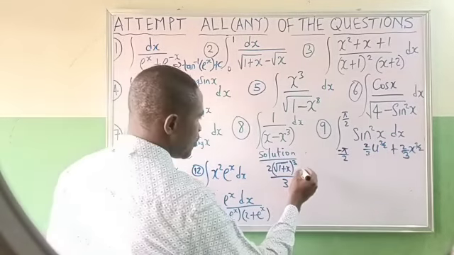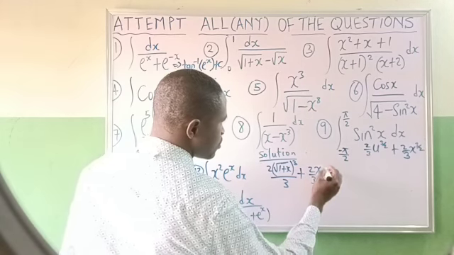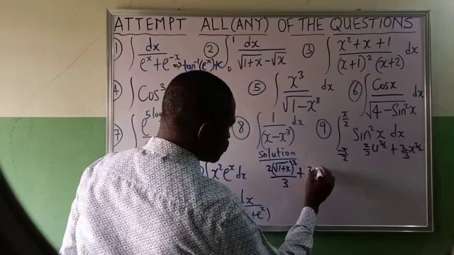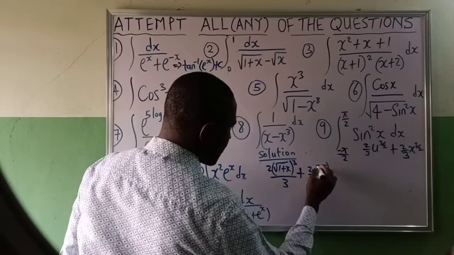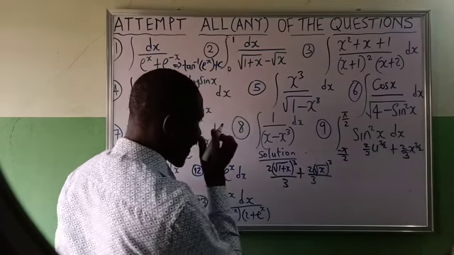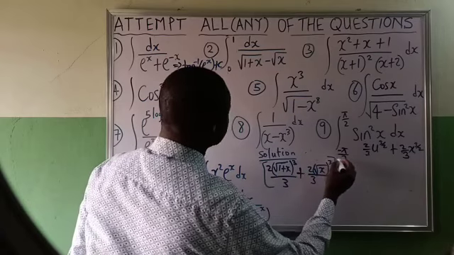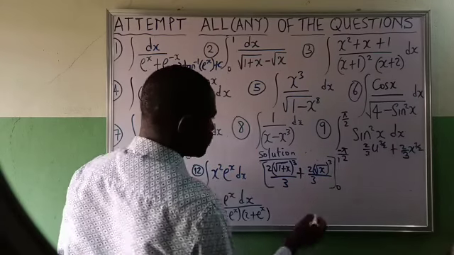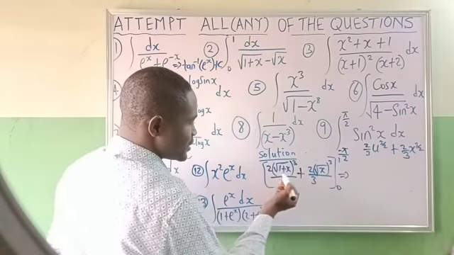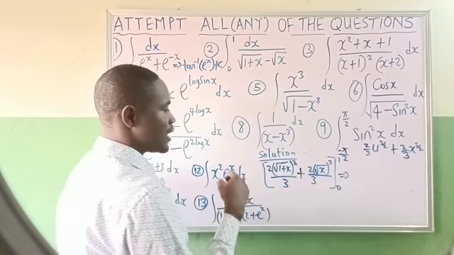Then plus 2 over 3. This one can also be put as 2 root x all raised to power of 3, all over 3. Then you put your upper and lower limit. Upper is 1, lower is 0. That means carry 1, put inside here, get your answer. And carry 0, put inside here, get your answer and subtract.